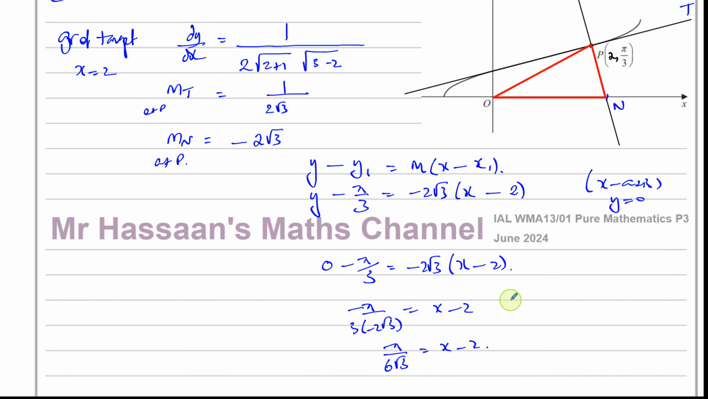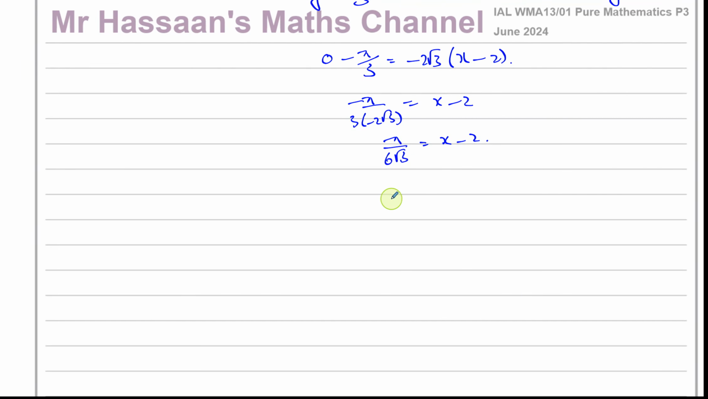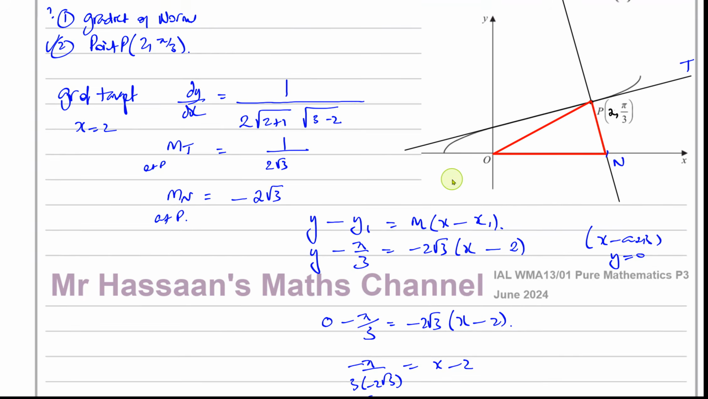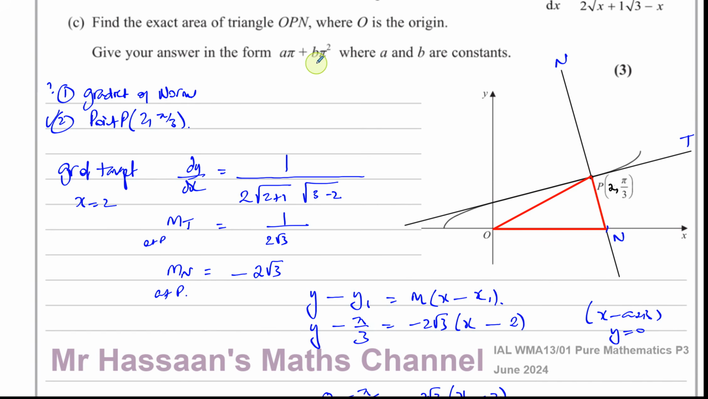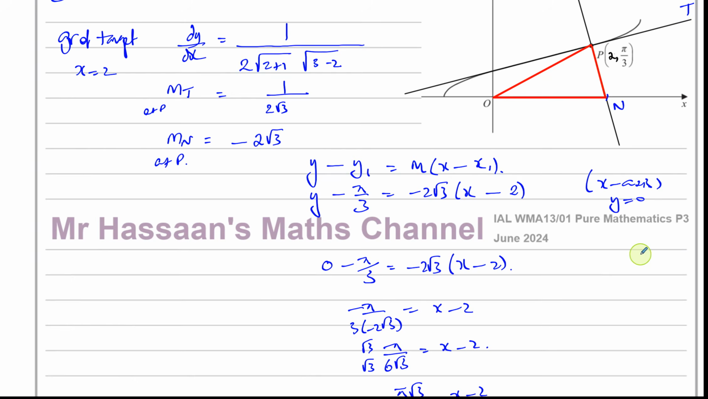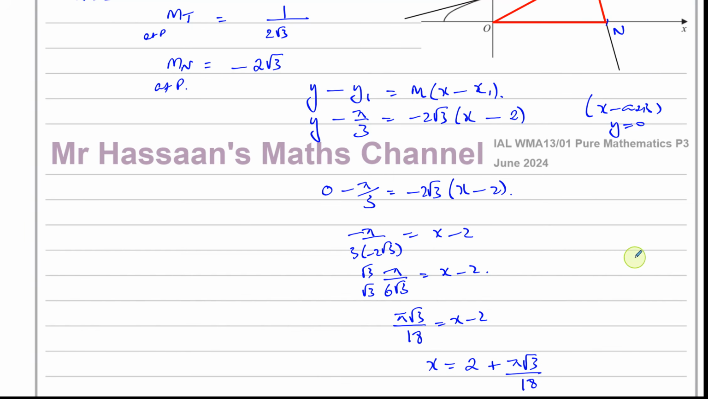What I'm going to do now is rationalize the denominator. So I'll multiply both the top and bottom by root 3 here. So I'll end up with pi times root 3 over 6 times 3, which is 18, equals x minus 2. So x is going to be equal to 2 plus pi root 3 over 18. How do they want us to give the answer? All right, so the answer has to be like this. Those are the coordinates of N.